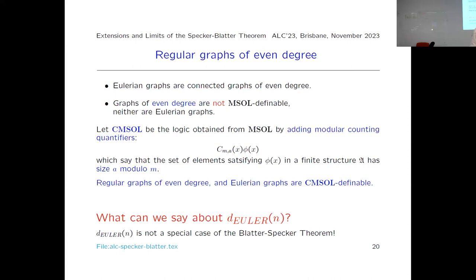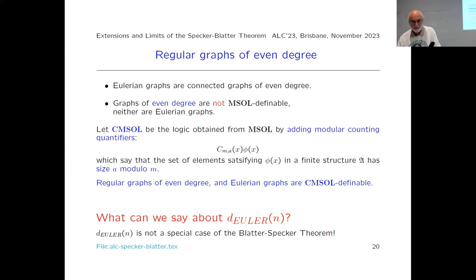And it turns out that the logic you obtain like this has extremely nice properties. In finite model theory, it behaves very similarly. And so you wonder what you can say about Euler graphs? We will see later that we showed that the Specker-Blatter theorem can be extended to this counting monadic second order logic.